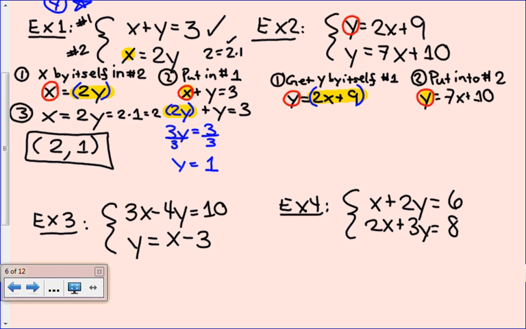All right, so y equals all that. We're going to go to the next line and put all that we highlighted right there instead of that y. So we're going to put the 2x plus 9 right there, which is equal to 7x plus 10.